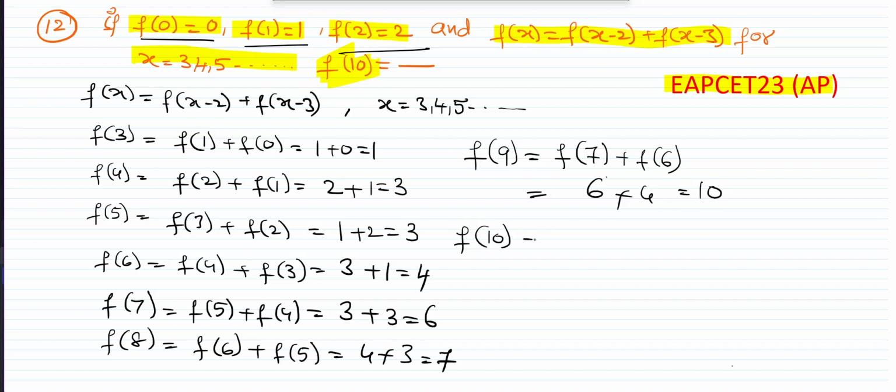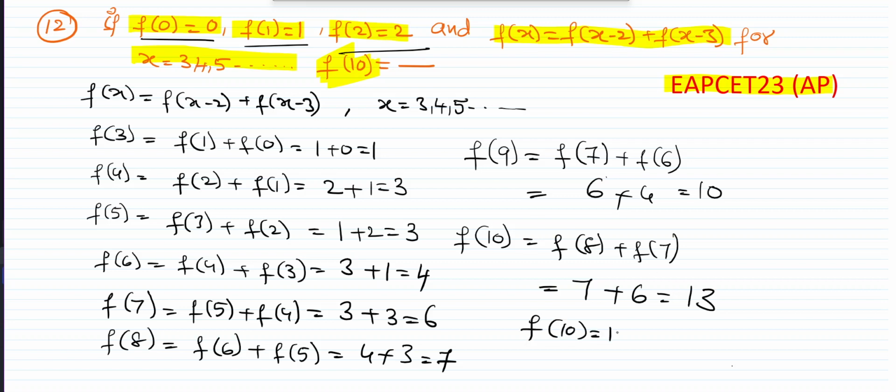So f of 10 is equal to f of 10 minus 2, that is 8, plus f of 10 minus 3, that is 7. F of 8 value is 7. F of 7 value is 6. That is 6 plus 7 is equal to 13. This is the value of f of 10. That is f of 10 is equal to 13. That is the required answer.